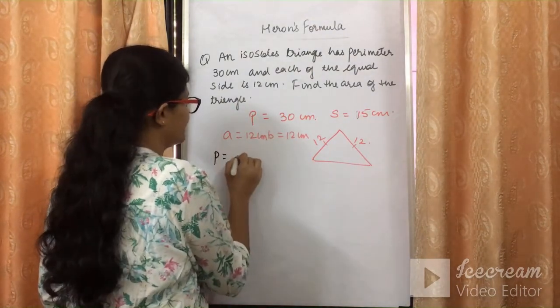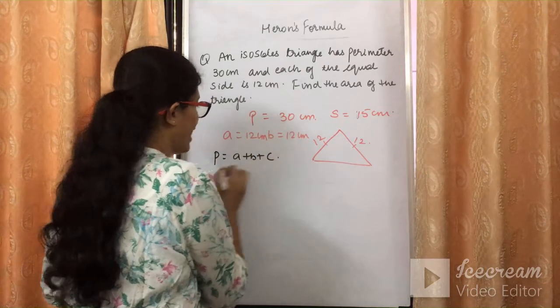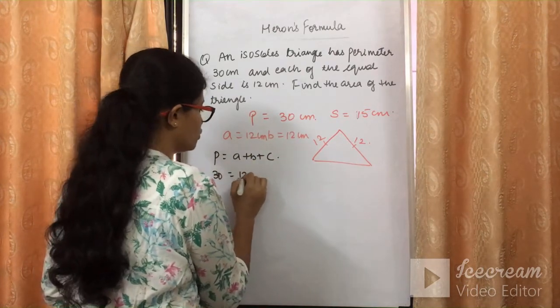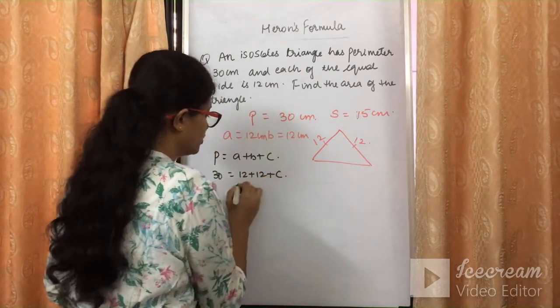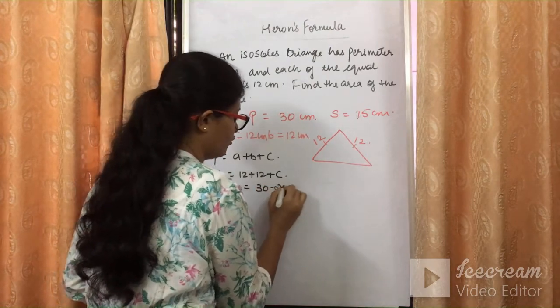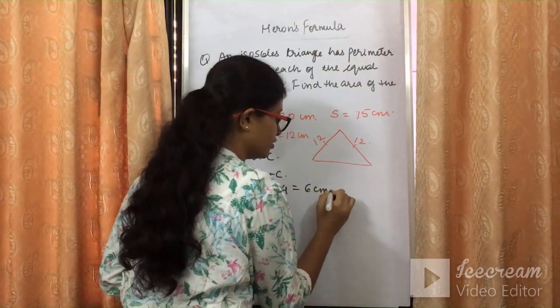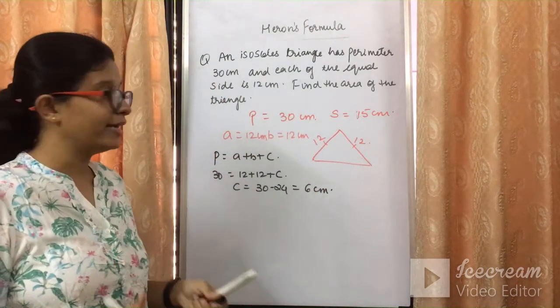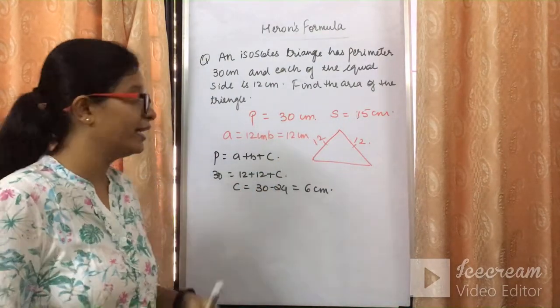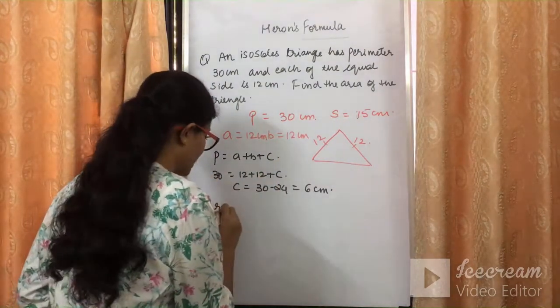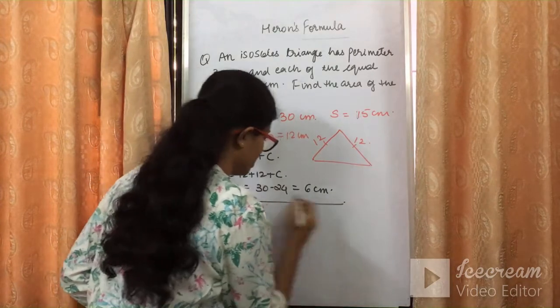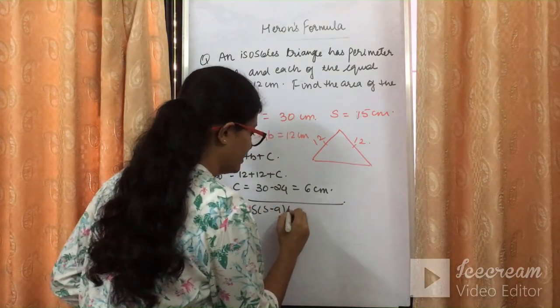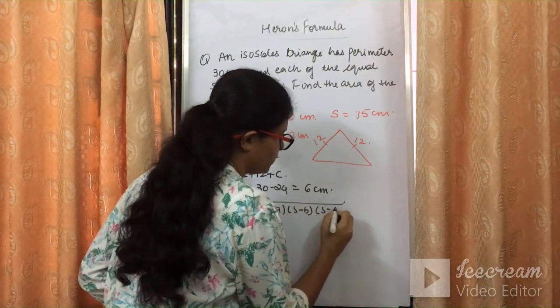So perimeter is A plus B plus C, and it is given to you 30 is equals to 12 plus 12 plus C. So C comes out to be 30 minus 24. So that is 6 centimeter. So क्या आपके पास तीनों साइड्स हैं एंड आपके पास सेमी पेरीमीटर भी है, तो एरिया निकालना क्या मुश्किल है. Area is equals to under root s into s minus a into s minus b into s minus c.